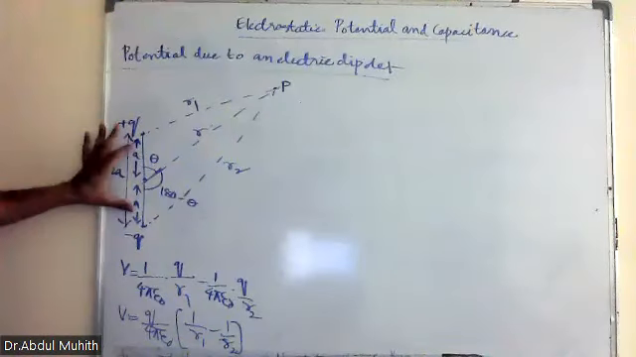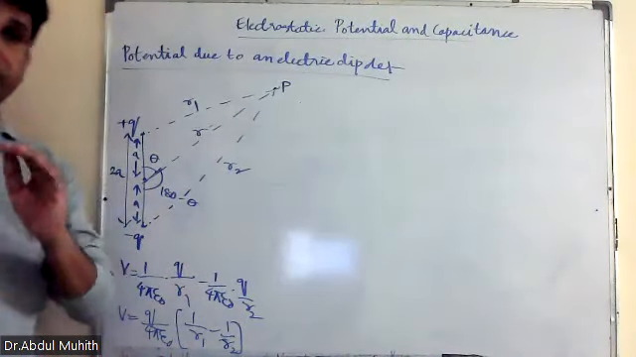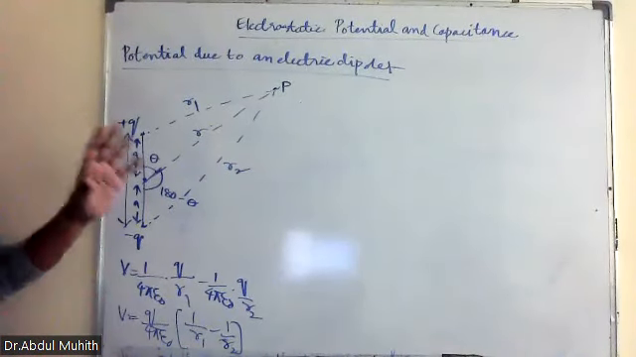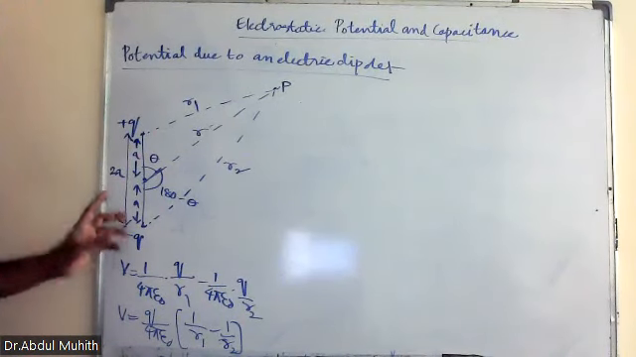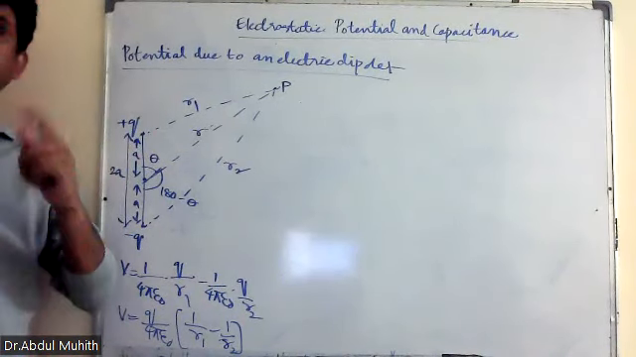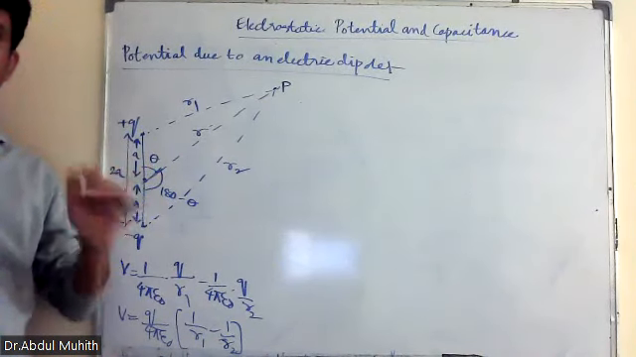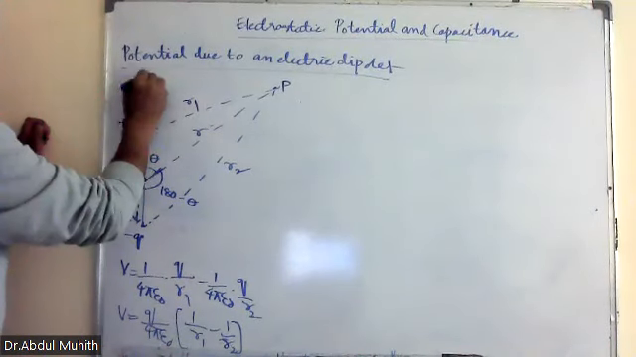Once again, a dipole means two equal and opposite charges separated by a finite distance is said to be a dipole. What is the dipole moment? P is equal to 2Q into A. What is the definition of dipole moment? Dipole moment is the product of charge and the distance between them. The formula is P is equal to 2Q into A.